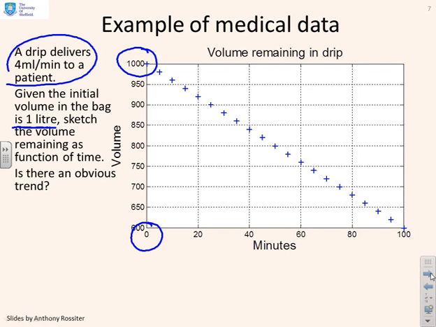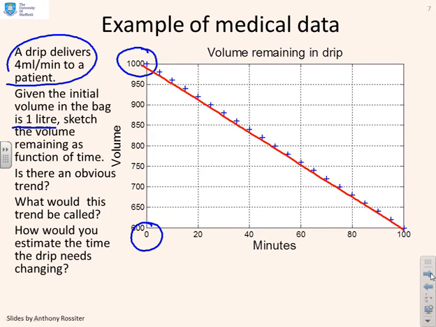Here's the question, is there an obvious trend? Well, clearly there is one trend. The volume in the bag is getting less, as you would expect, with time. And what would this trend be called? Well, again, hopefully it's obvious, looking at these crosses, that you can pretty much say this is following a straight line. Okay?